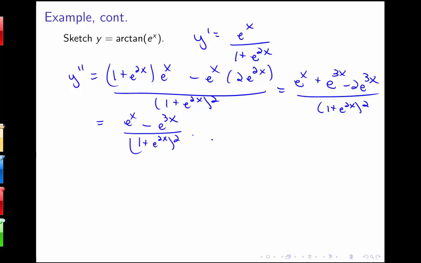So I'm trying to determine where that's equal to 0. So I'm looking for where this numerator of e to the x minus e to the 3x is 0.